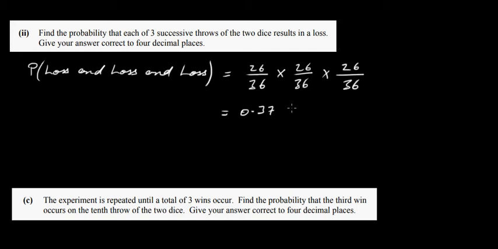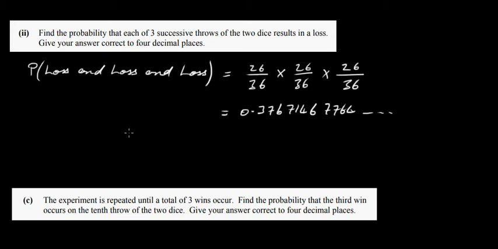So if you multiply these three fractions, what you get is 0.3767146764, and so on. Now, this is our answer. This is the probability of losing 3 times in a row.